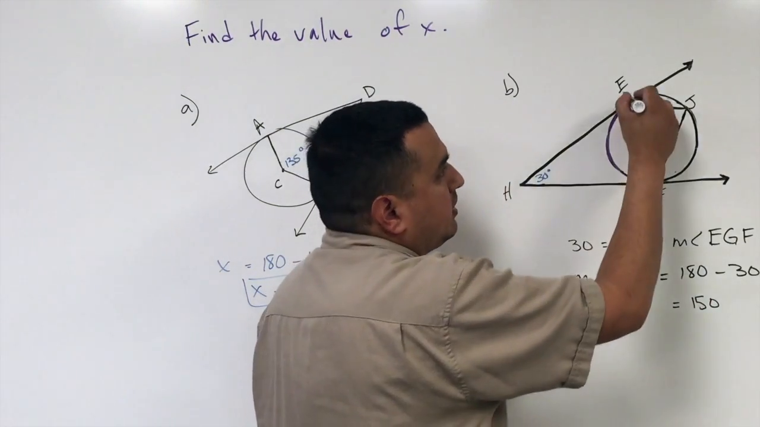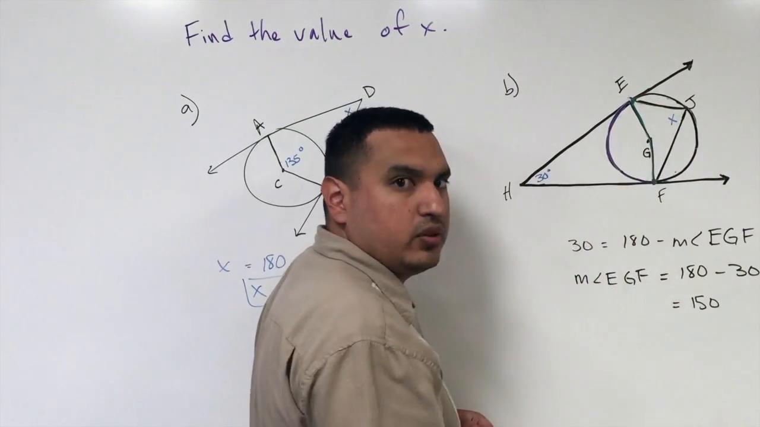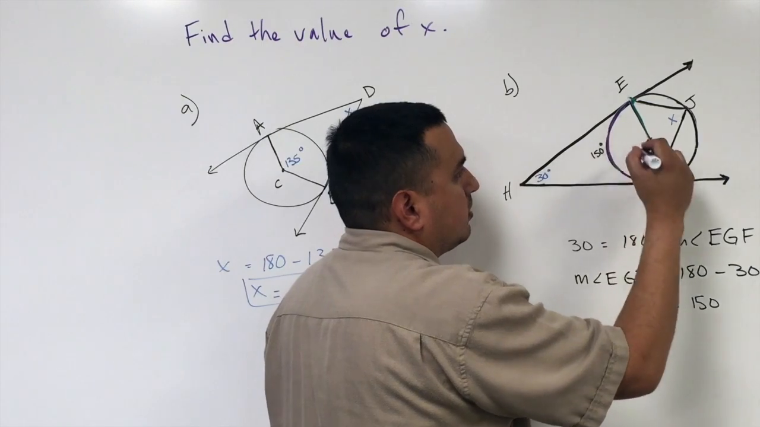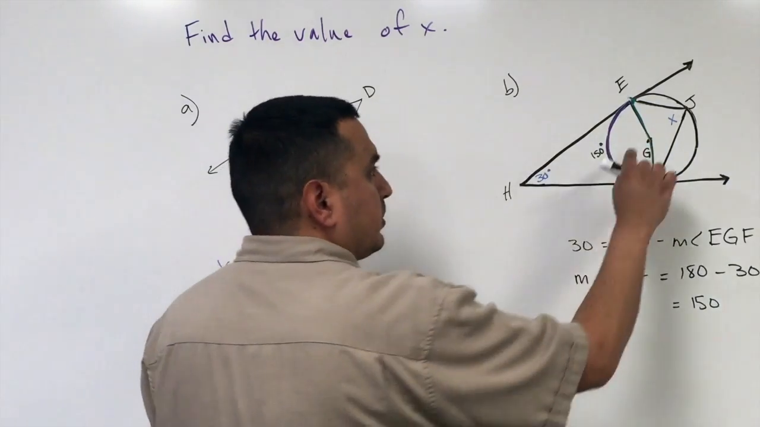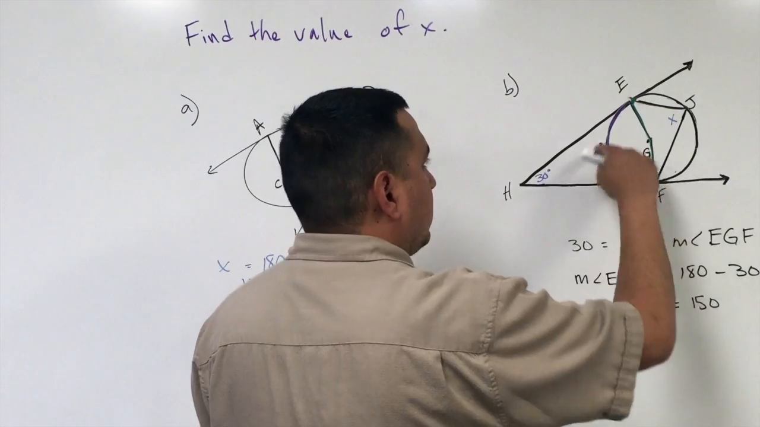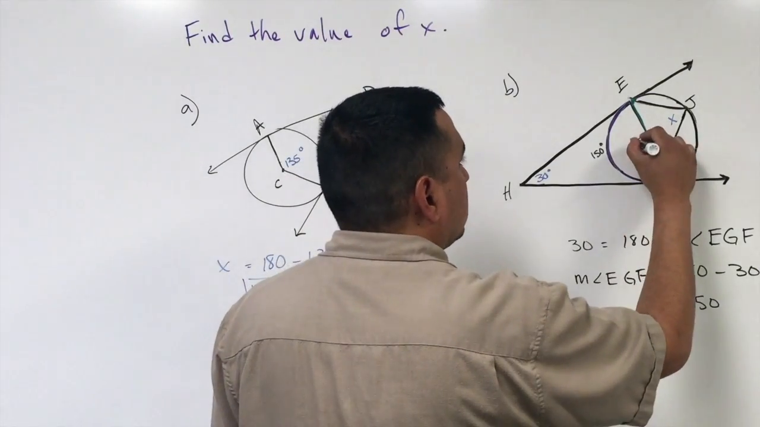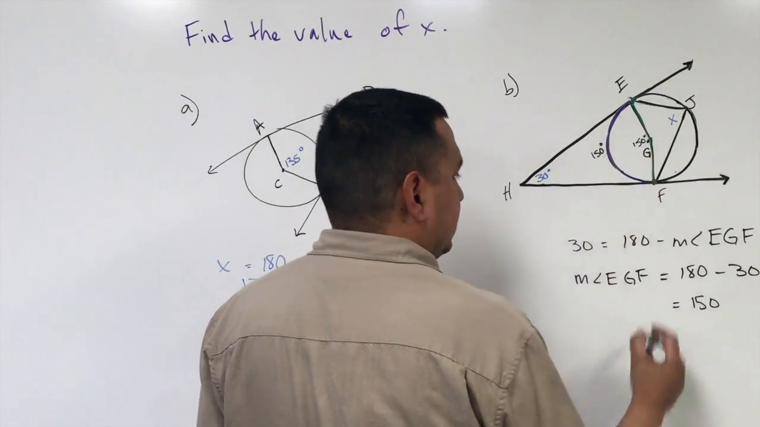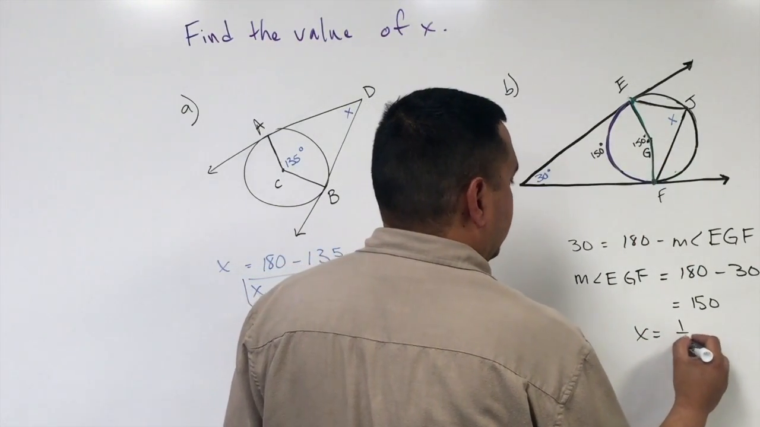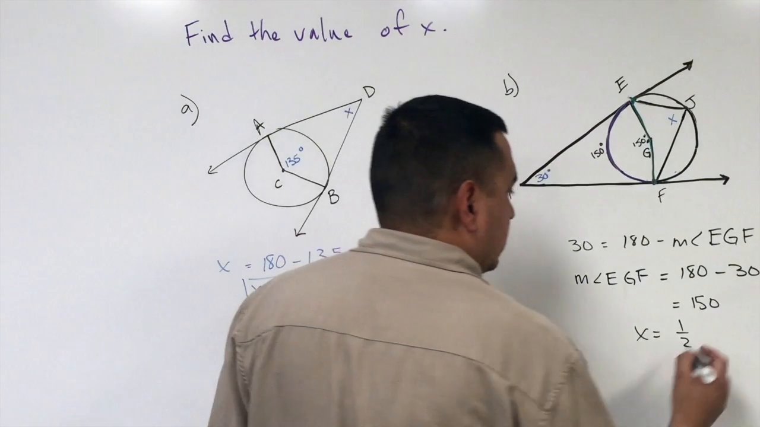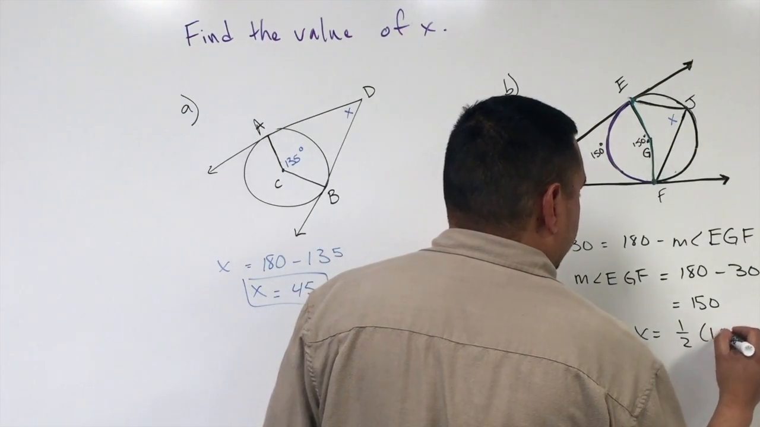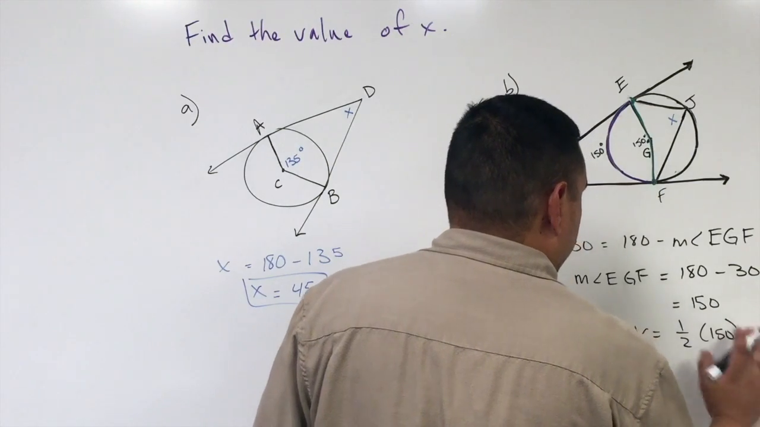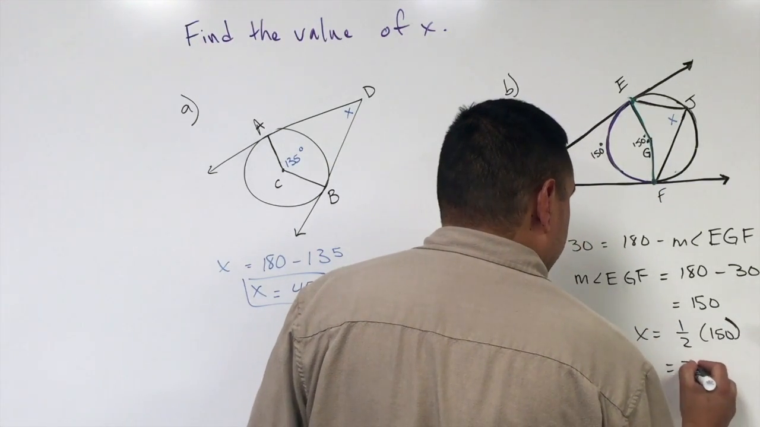And because EGF is a central angle, I know that the 150 is the measure of this arc here. So the central angle and the intercepted arc are equal. So in order to get x, x is going to be half of the intercepted arc, which in this case is going to be half of 150. And that is equal to 75.